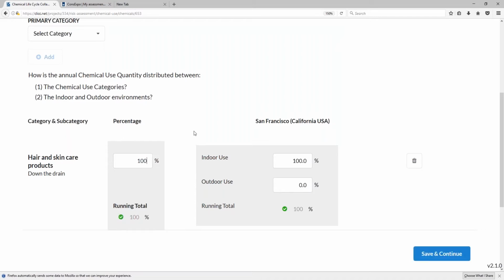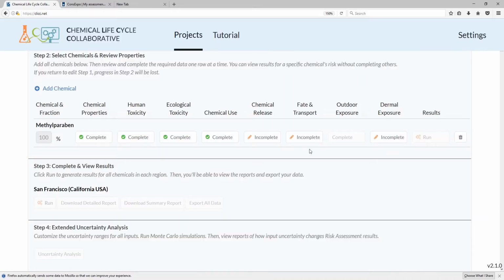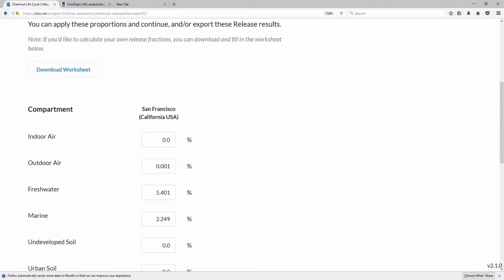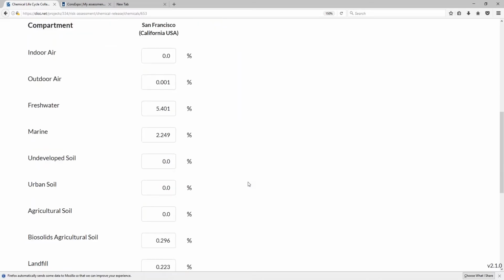And then right now we're going to say 100% is in these products, but it could be less. And then this is an indoor use. You could put a fraction for outdoor, but it's very small for shampoo. And then it provides you with the chemical release. So now it tells you how much is going. Because of the low volatility, very little goes into indoor air, a tiny amount goes into outdoor air, and then this is how much is going into freshwater systems.